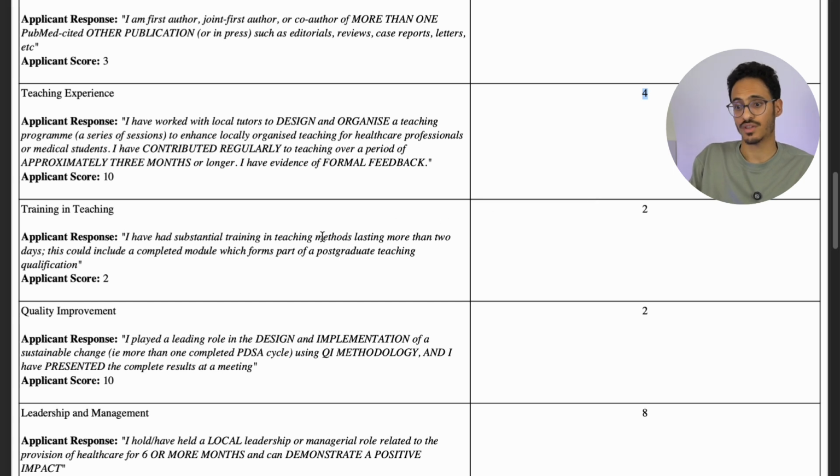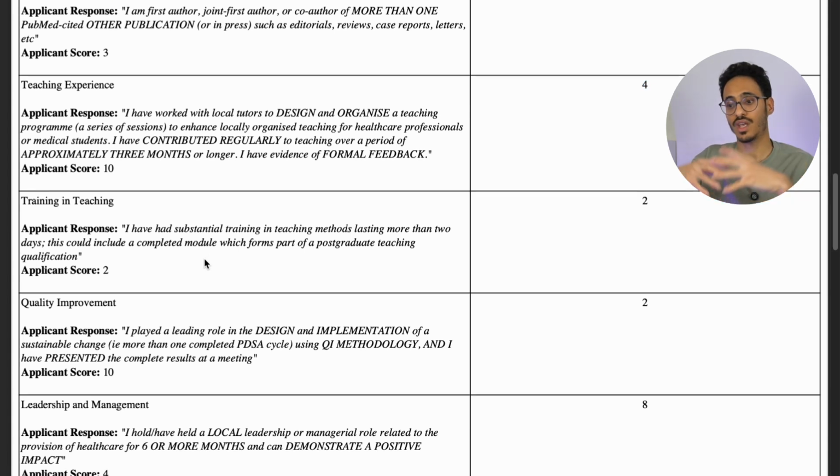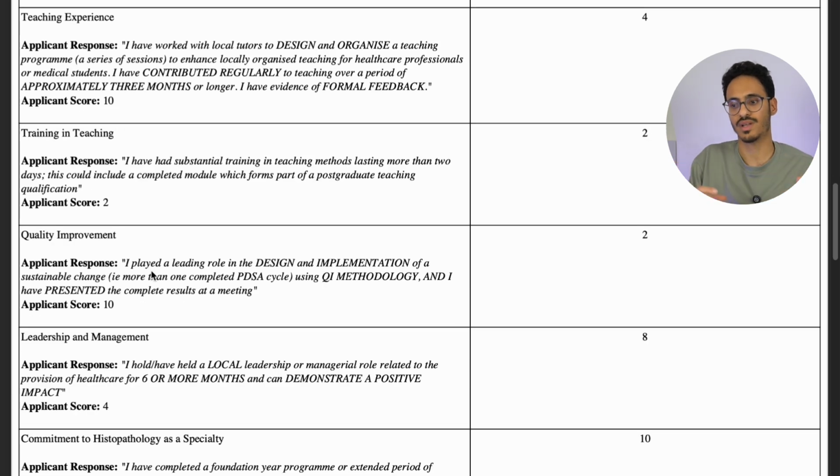In training and teaching, I've done the Teach the Teacher course, and I got 2 points, and they've awarded me 2. As a quality improvement project, I believe I played a role in designing and implementing one, but because I uploaded a certificate that did not say the words that I designed and implemented it, where I actually did, they underscored me to 2 because they said it's not clear documentation.